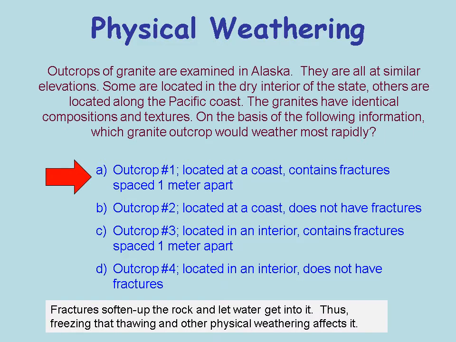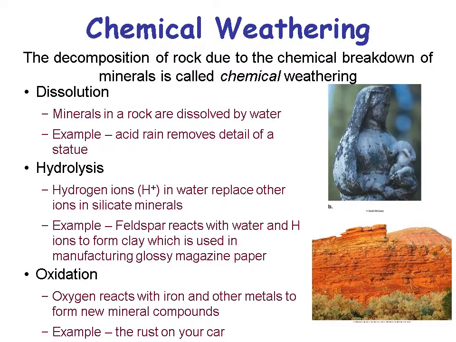Well, the answer is number 1, because fractures soften up the rock and let water get into it, thus freezing and thawing and other physical weathering affects it. So along the coast, with fractures spaced 1 meter apart, versus along the coast with no fractures, or in the interior where you have fractures, because there's more water and more surface area for physical weathering along the coast with the fractures present. Let's move from physical weathering to chemical weathering.